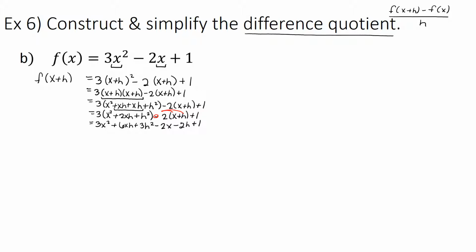Looking here, do we have any like terms that we could combine? It doesn't look like it. So what that means for us is that all of this is the result of your new function, while all of this is your original function. And so now we have enough information to start to find the difference quotient. Your difference quotient is always going to be your new minus your original.